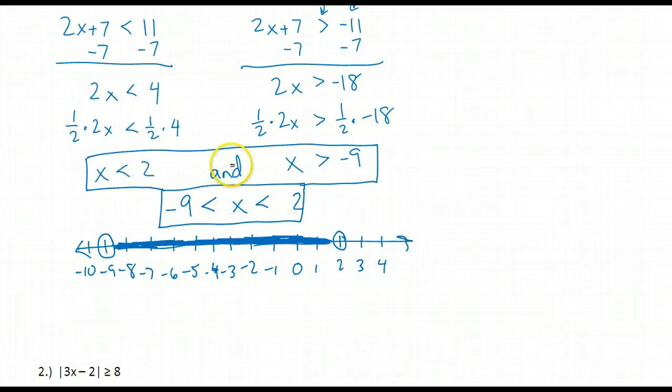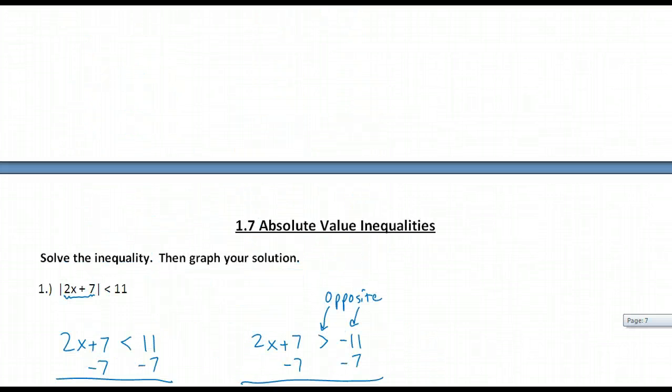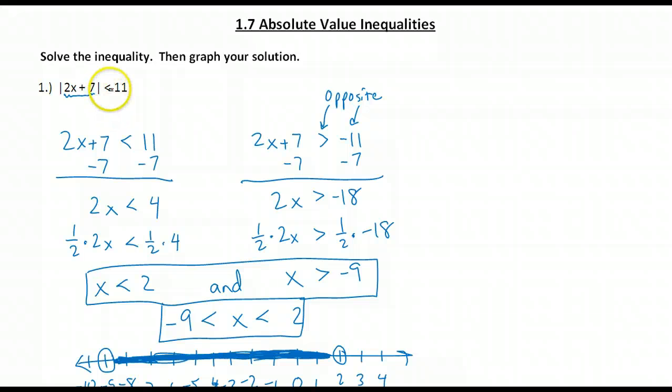So I could write these two inequalities as one inequality. To remember that this is an AND inequality, I'm going to look back at the original. I have a less than symbol. Think of less than as less than. If I think of this as less than, when I set up my two inequalities, I'm going to need an AND.